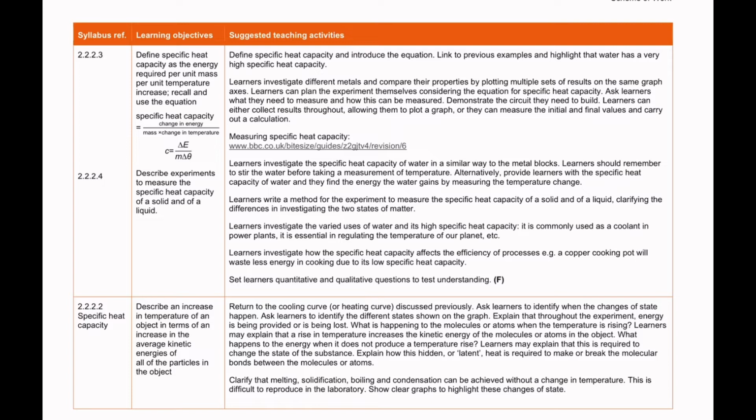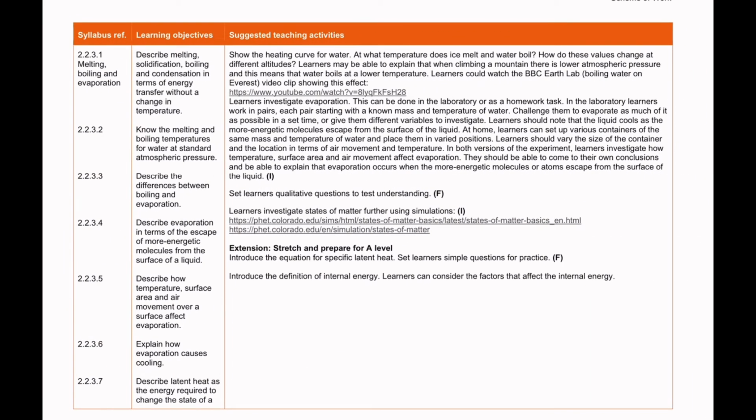Describe an increase in temperature of an object in terms of increase in the average kinetic energies of all the particles in the object. Key concept 2.2.3.1 Melting, boiling, and evaporation. Learning objectives. Describe melting, solidification, boiling, and condensation in terms of energy transfer without a change in temperature.